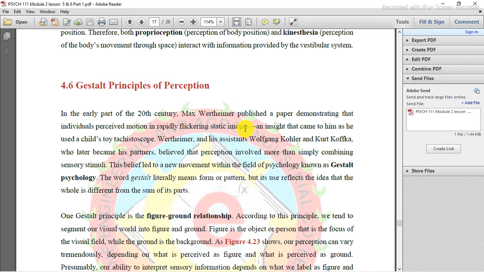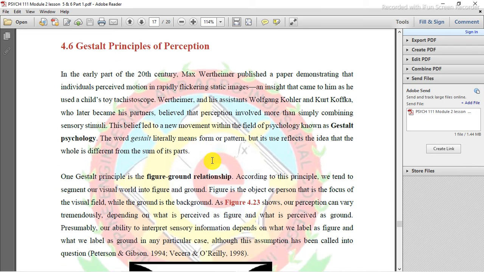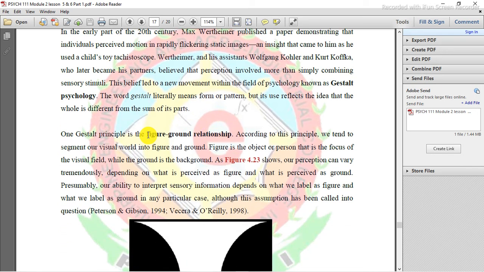And of course, we have the gestalt perception, the principles of perception, okay? Ano yung perception ng gestalt, no? So, the word gestalt literally means form or pattern, but it is used to reflect the idea as a whole, okay? So, ito yung perception ng gestalt. Gestalt principles, no? Figure-ground relationship.